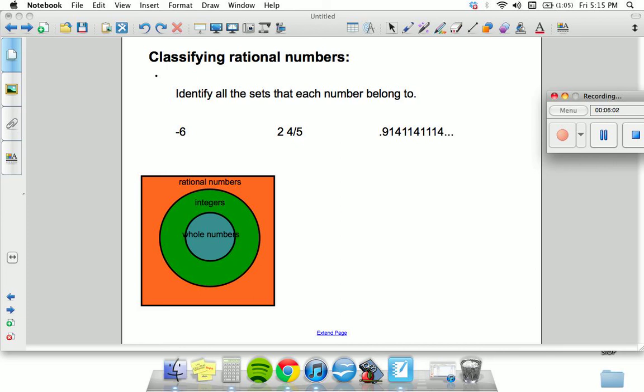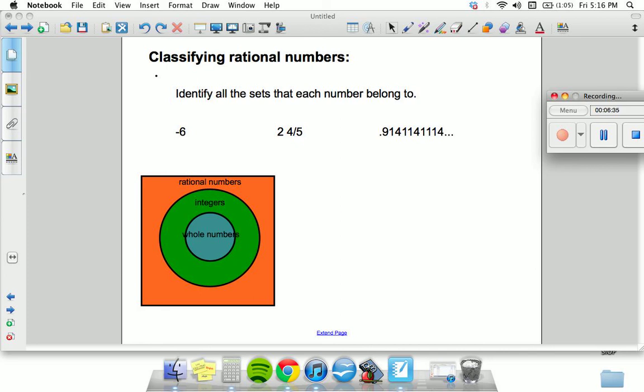So let's take this number, -6. Which categories does -6 fall under? -6 is a negative number, so it's not a whole number. Remember, whole numbers are your counting numbers, 1, 2, 3, 4, 5, 6. So -6 falls into two categories. It's a rational number and it's an integer. So if we were going to classify -6, we would say that -6 is a rational number and an integer.